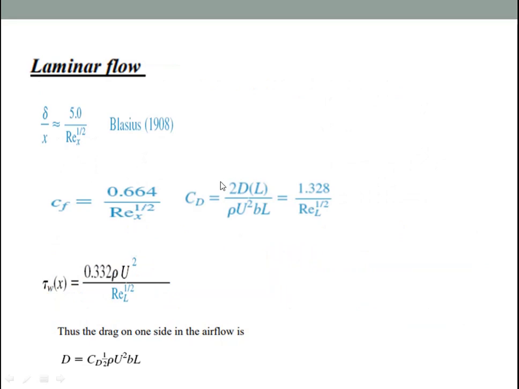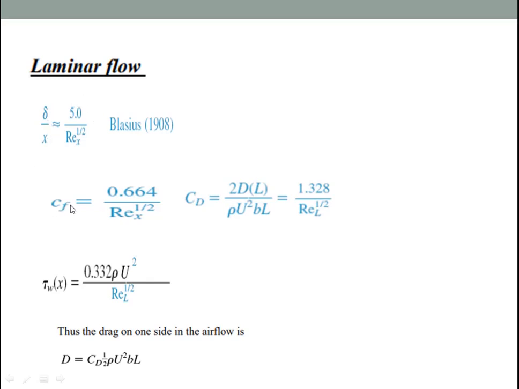In this slide, there are some formulas to calculate the drag forces and the wall shear stresses when flow takes place, and that flow should be a laminar one. The first one is delta by x, which is equal to 5 divided by under root of Rex, or Rex raised to 1 by 2. This Rex is the local Reynolds number and x is the distance from the leading edge. This equation is called the Blasius equation to calculate delta, that is the boundary layer thickness.